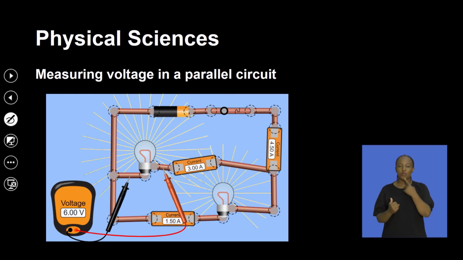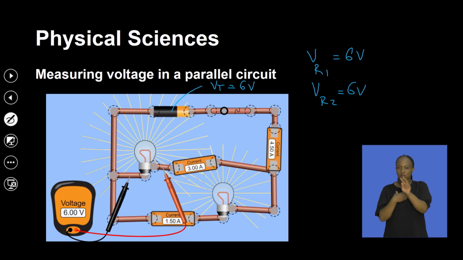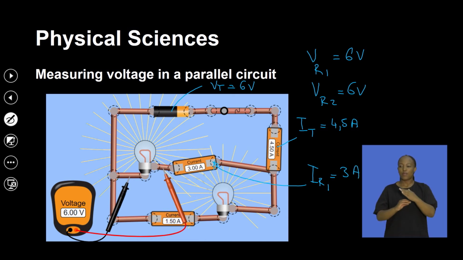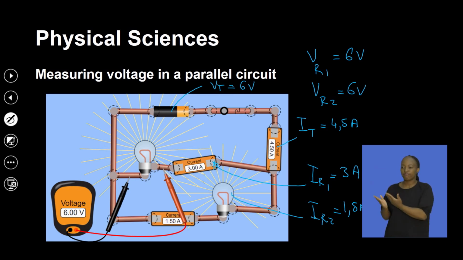Now, we said that V total is equal to 6 volts. And we know that V across R1 is also equal to 6 volts. V across R2 is also equal to what? 6 volts. But there's also something about current. The main current through the battery, the total current, is 4.5 amperes. The current through R1 is equal to 3 amperes, while the current through R2 is equal to half that, which is 1.5 amperes. So that's the data that we need for analyzing these results.